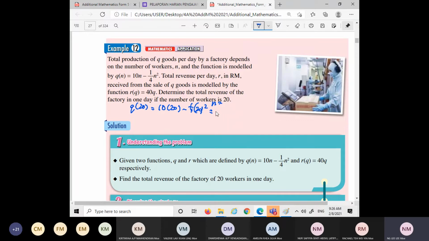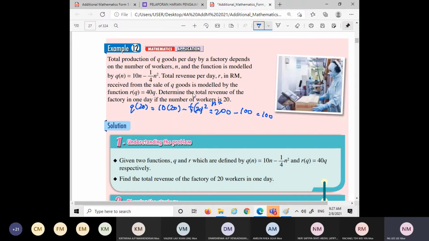This is 200. Then 20 times 20 divided by 4. This is 100. So the answer is 100. So for Q(20) you get 100.